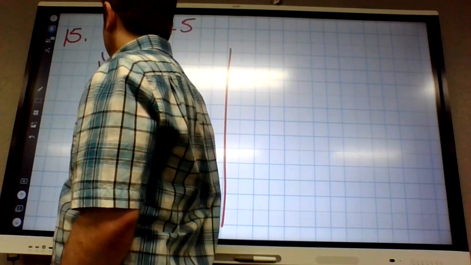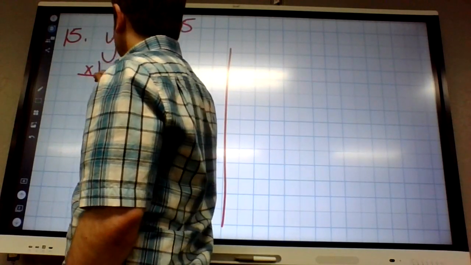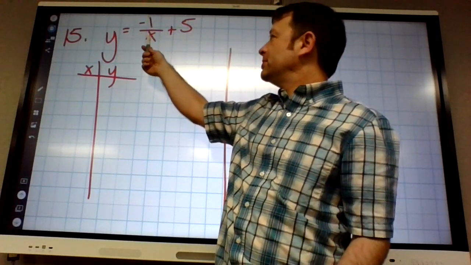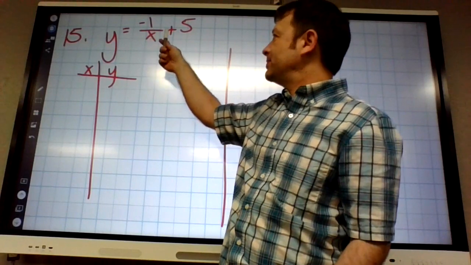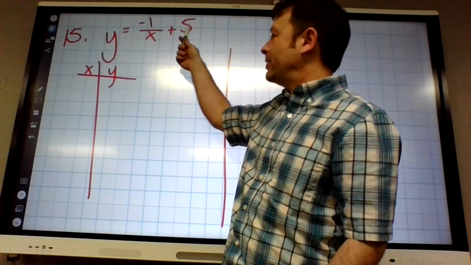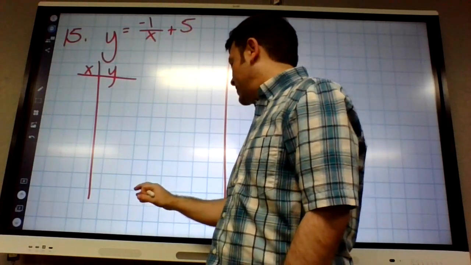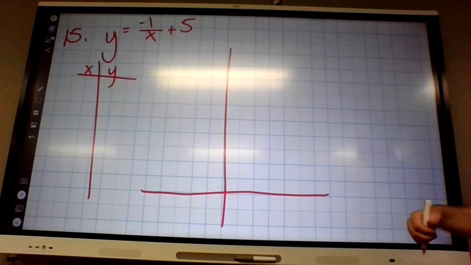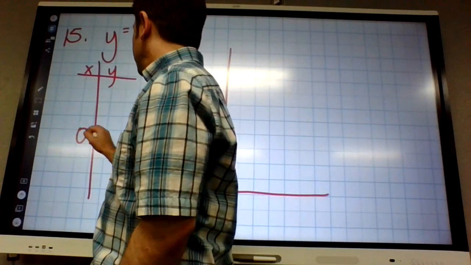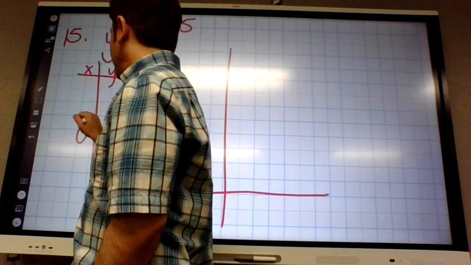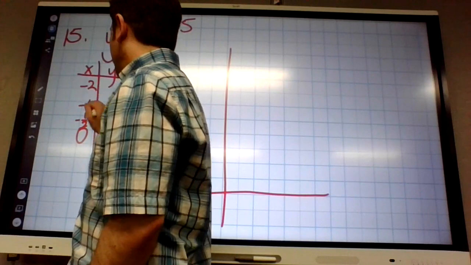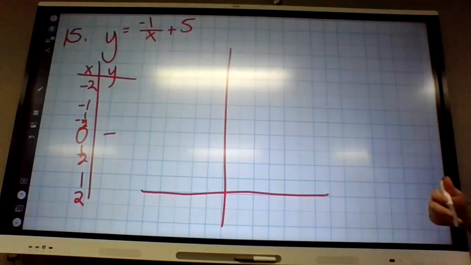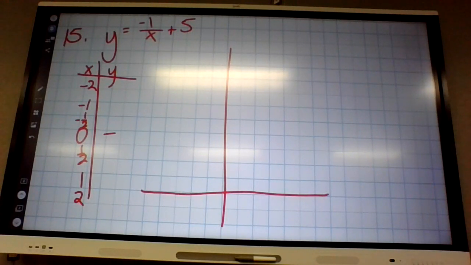Okay, where's the middle of this graph going to be? You guys know where the middle of the graph is? 0, because that makes the denominator 0, and up 5, right? So when we graph our x-axis, you might want to put it down here since the middle of the graph is up 5. So 0 is the middle. I'm going to basically use the same x values as the last time, because 0 is the middle again.